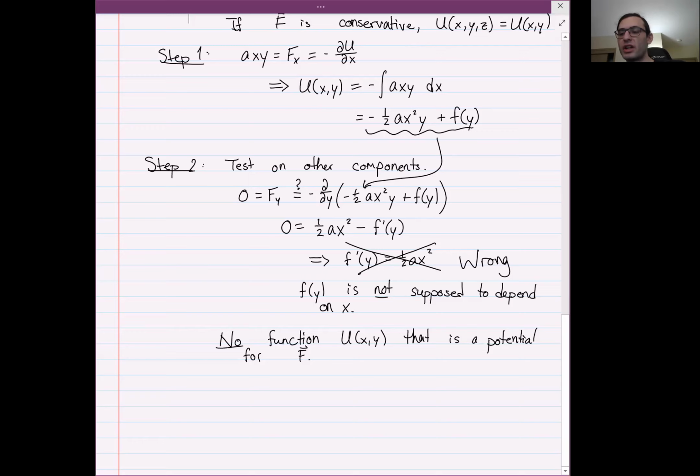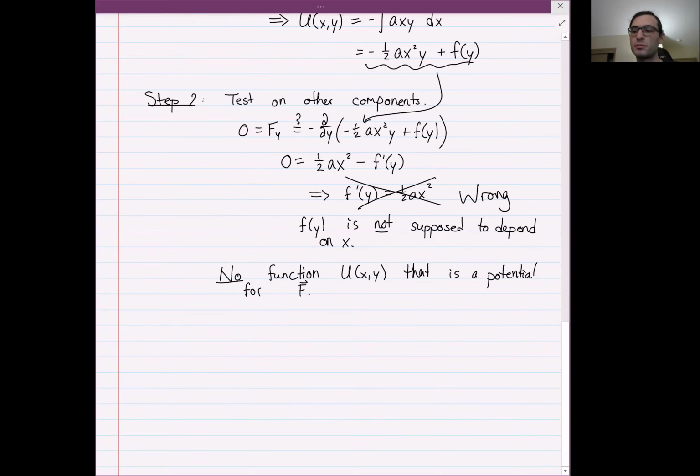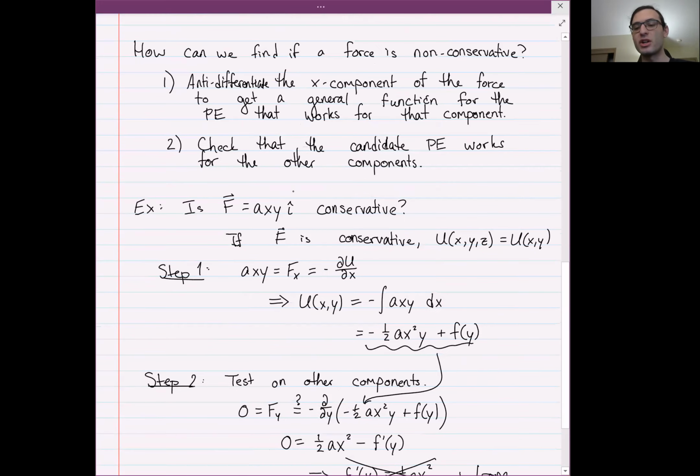If f is conservative, then the negative partial of u with respect to y must be 0. Yes, precisely. All right. So what this implies, so z is eliminated because there's no z here, there's no k hat, so we can just not worry about it. In general, you would have to worry about it, but it makes the problem a little bit harder because then you might have to solve a partial differential equation. But in this case, it's two-dimensional, so we don't have to worry about that.